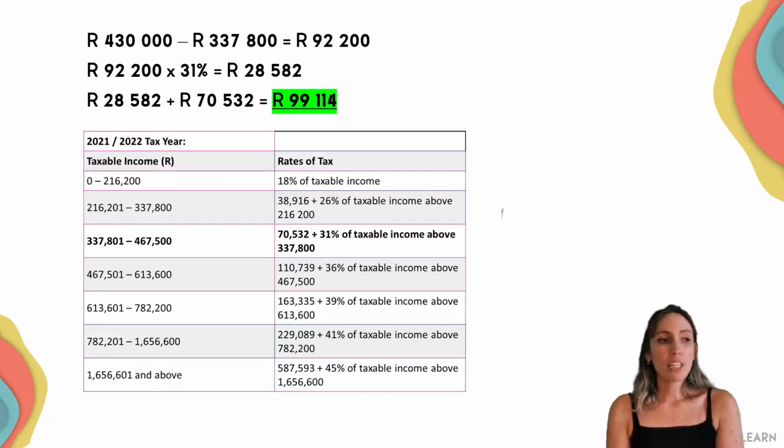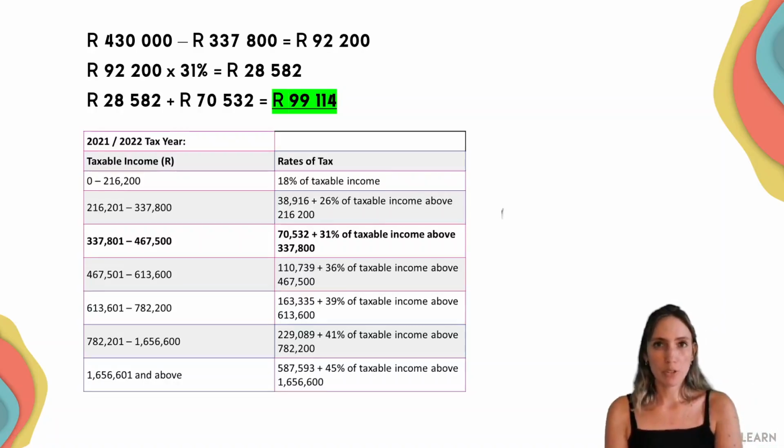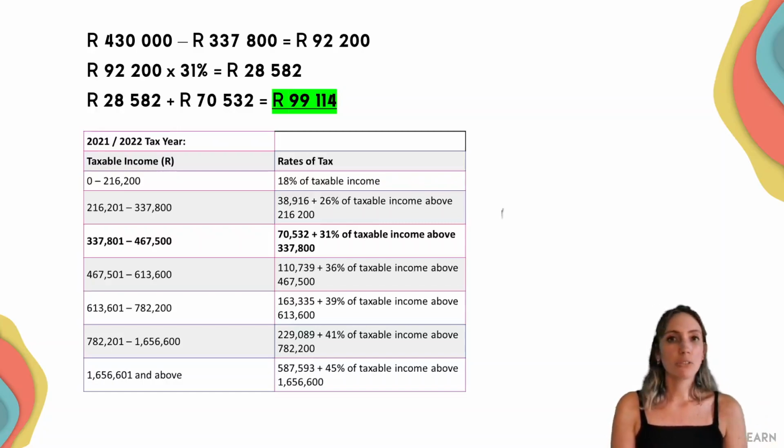And let's do another example. So now let's say you're earning 1 million. You would be in the second to last category, and you would take 41% of 1 million minus the 782,200, and you'd get that amount, and that amount plus the 229,089 will be your tax due. Like I said, you deduct the rebate again and any medical credits if you are contributing towards a medical fund, divide by 12, and that is your estimated tax per month.